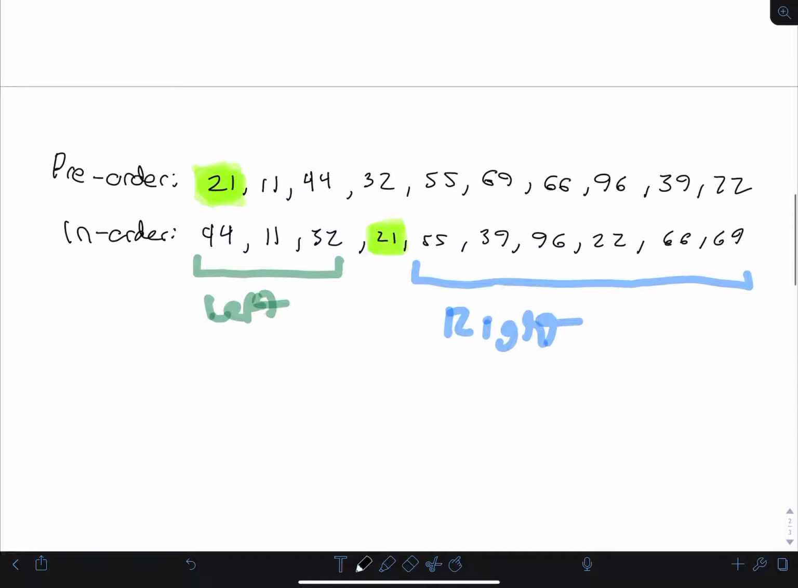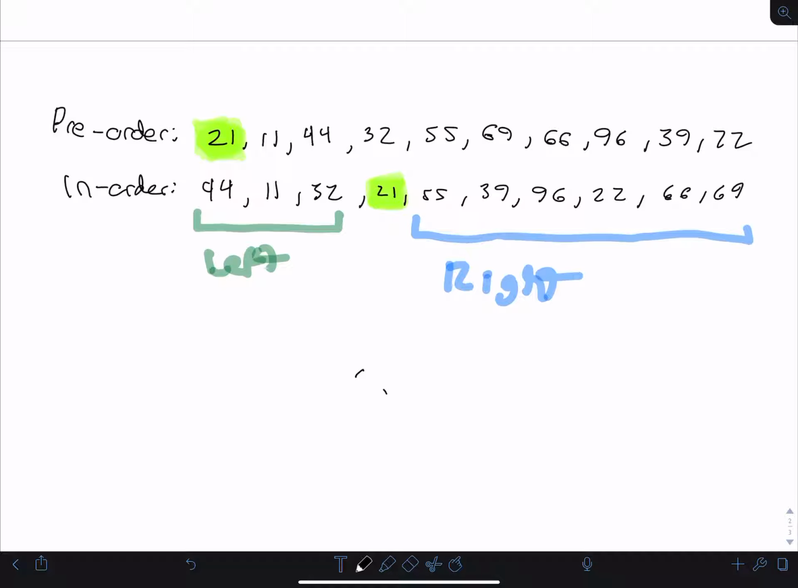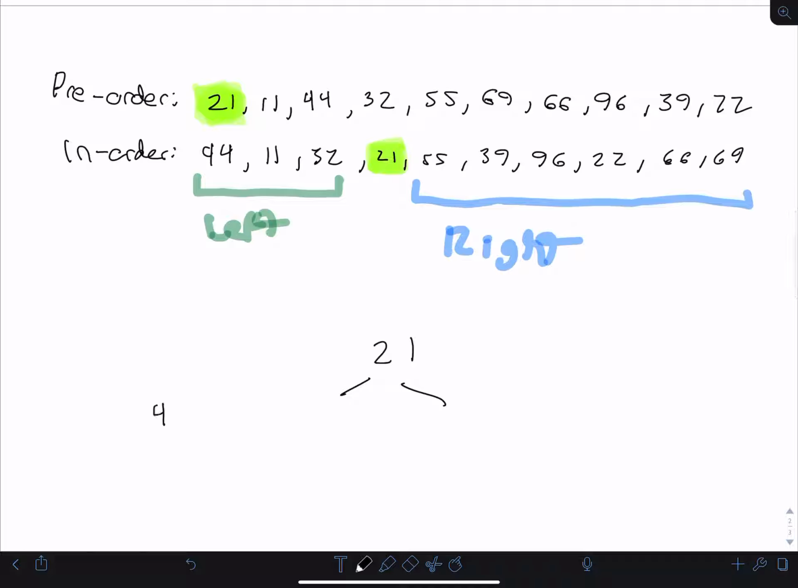Meaning that the tree this will build will have, as we said, 21 as the root. And then it will have 44, 11, and 32 over here. And here it'll have a 55, 39, 96, 22, 66, and 69 over here. We don't know what order they go in yet, but we know that they go on that side. We're not gonna find the 55 on the left side of 21.